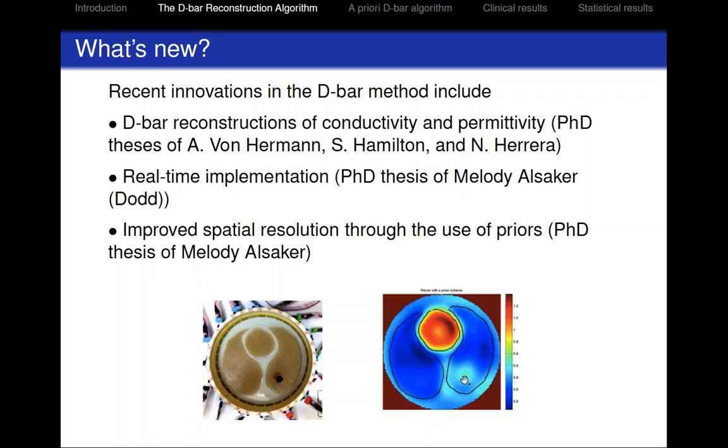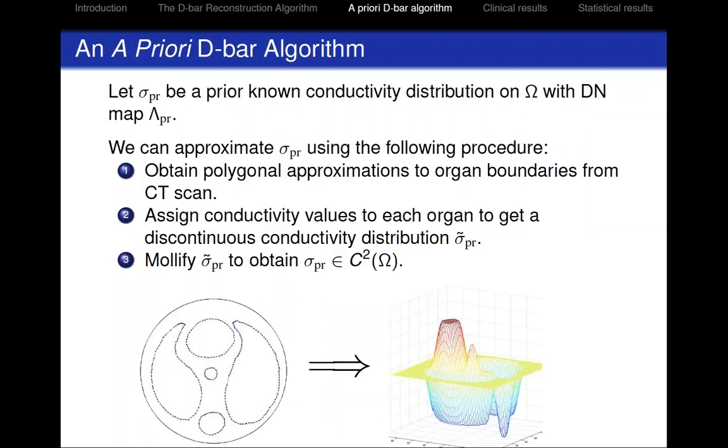It should be bright red because it's copper, so it's still masked somewhat. Okay, so very briefly, I'd like to explain that. If you have a conductivity distribution sigma, you can approximate the prior with polygonal approximations to the organ boundaries, for example, from a CT scan. What I'll show you here will be from simulated data, however.